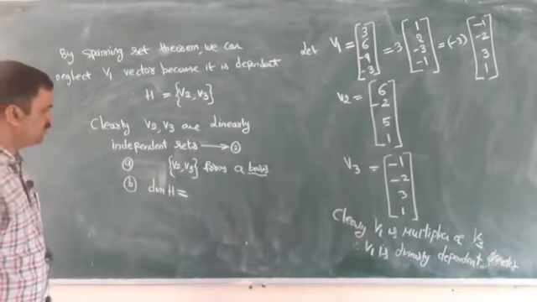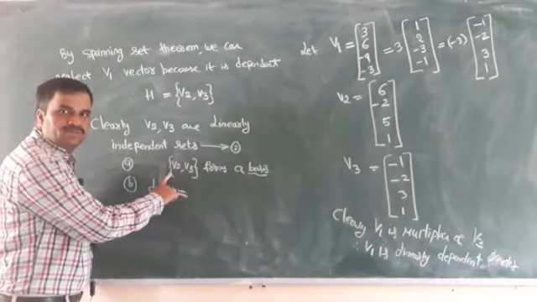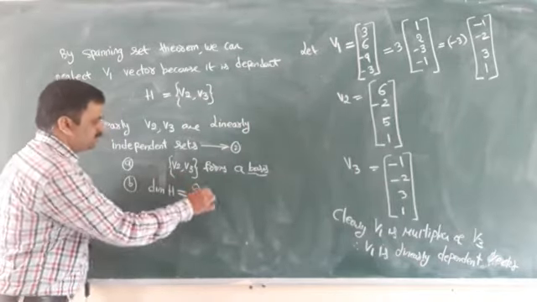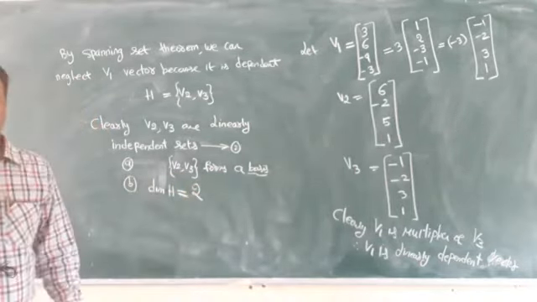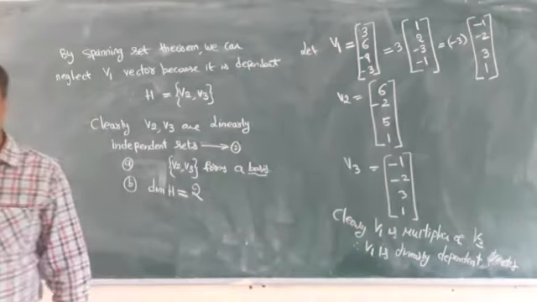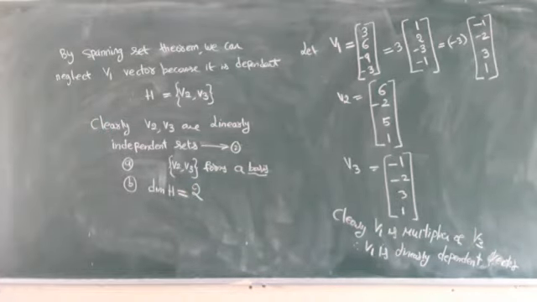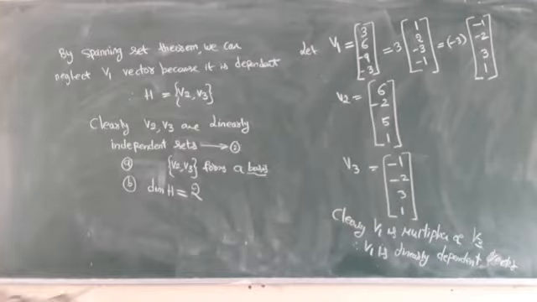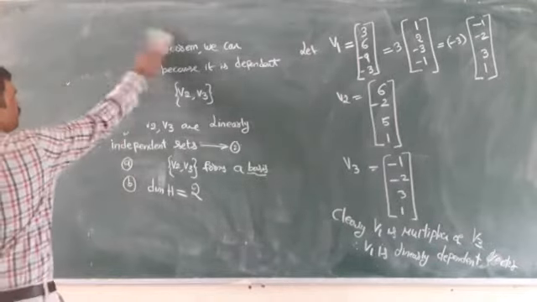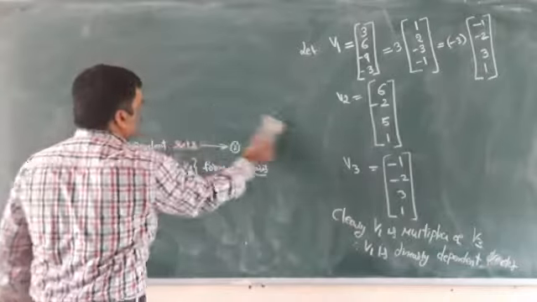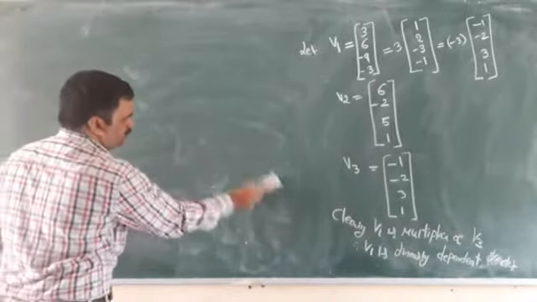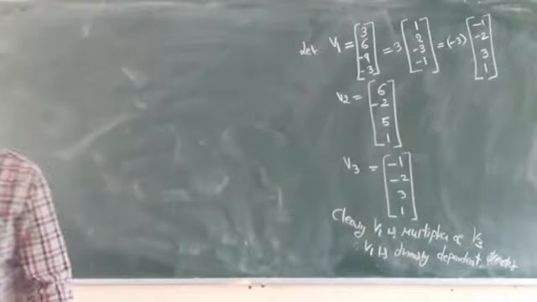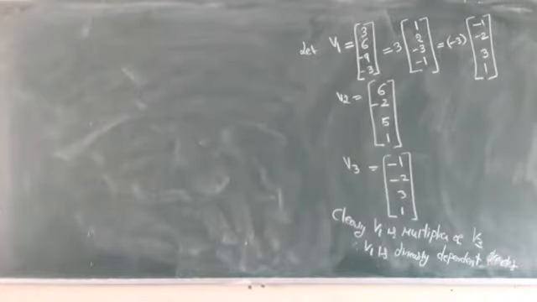Dimension of H is equal to, how many vectors are there here? Two vectors, so I have to write 2. That's all. It forms a basis and the dimension of H is equal to 2. Now continue. This problem is over. I'll give one more problem as homework.